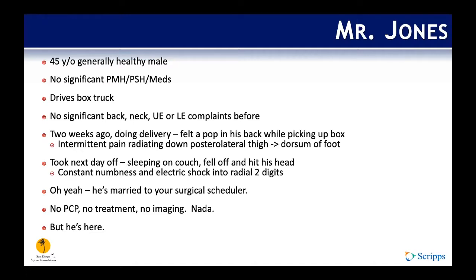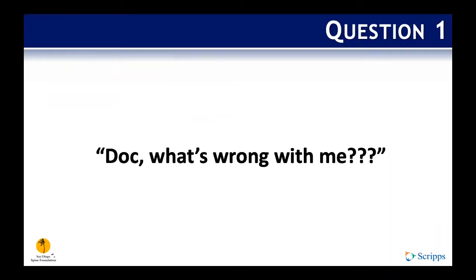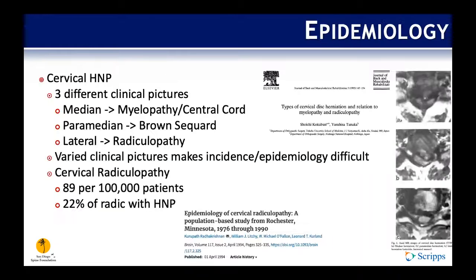And he's now been complaining of intermittent pain radiating down the posterolateral thigh. He took the next day off, and while he was sleeping on the couch, he fell off and hit his head, and then he's been having numbness into his radial 2 digits. And maybe the most important detail is that he's married to your surgical scheduler, so he's in your clinic with no primary care, no treatment, no imaging or nothing, but he's still here. And the first question he's asking is, Doc, what's wrong with me? And based on his history and his complaints, the strong suspicion is that there's some component of a herniated nucleus pulposus.